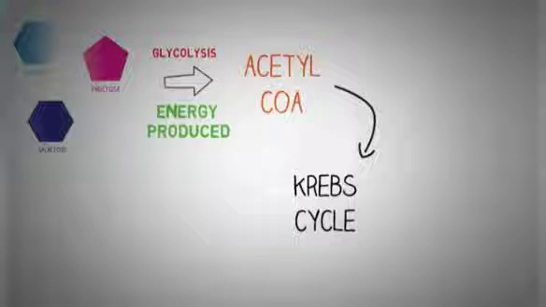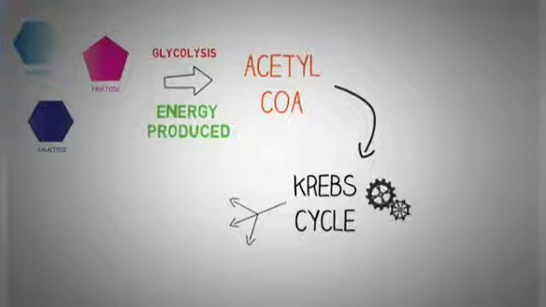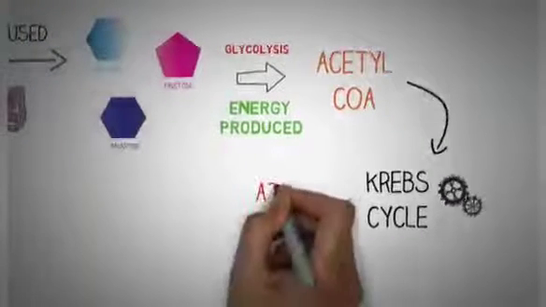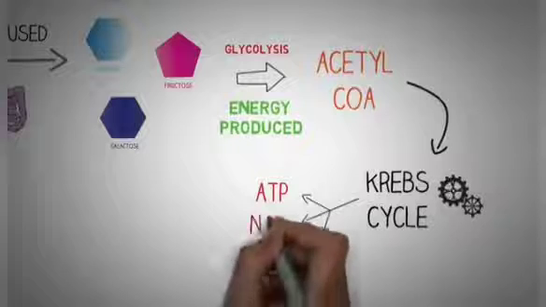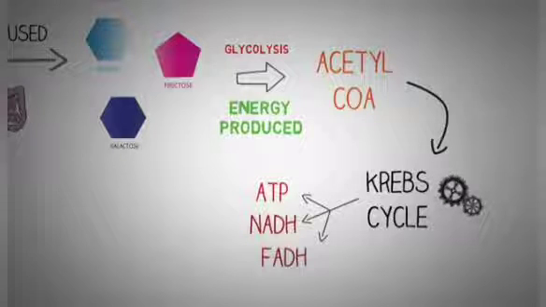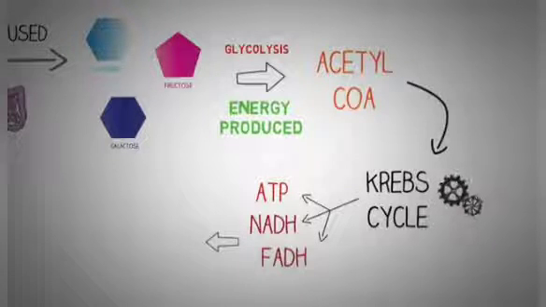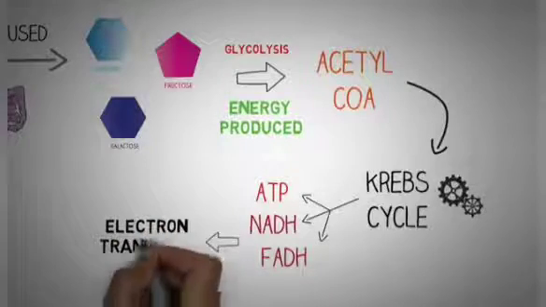In this cycle, we extract almost all of the energy that is present in these sugars in the form of ATP, NADH and FADH. ATPs are utilized directly for energy, whereas NADH and FADH are high energy molecules that are used in the next step, which is the electron transport chain, where the high energy electrons present in NADH and FADH are used to produce a lot more ATPs.